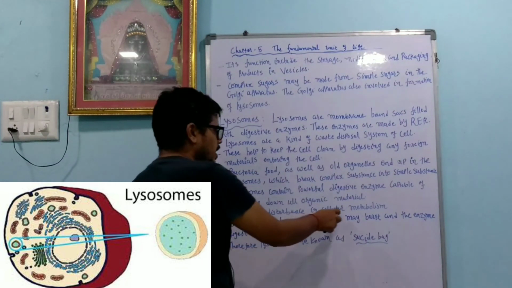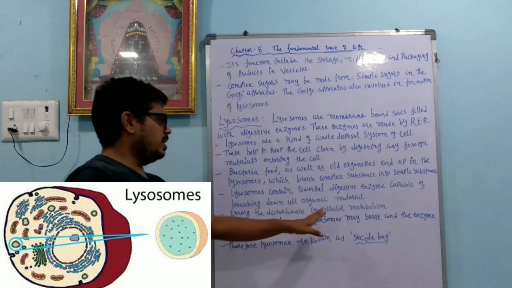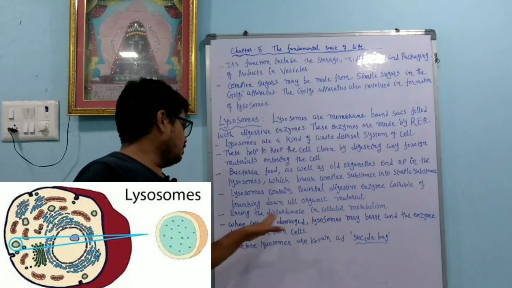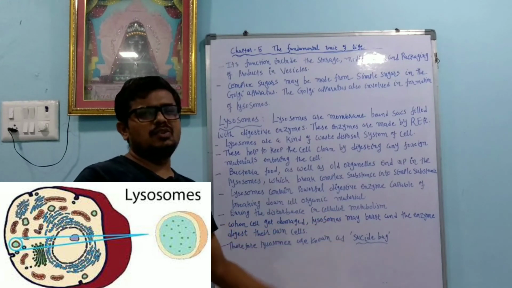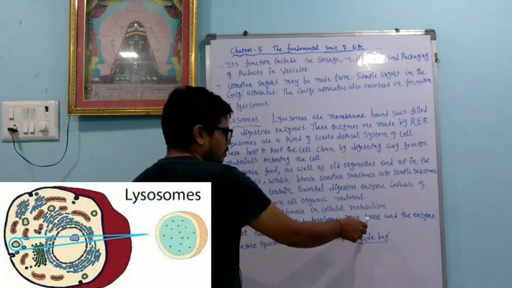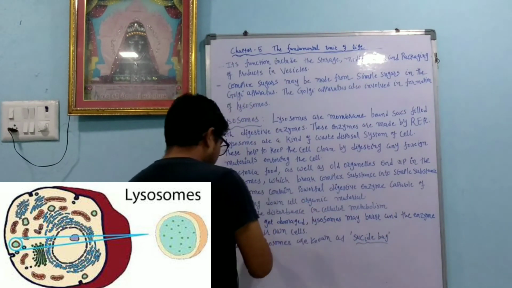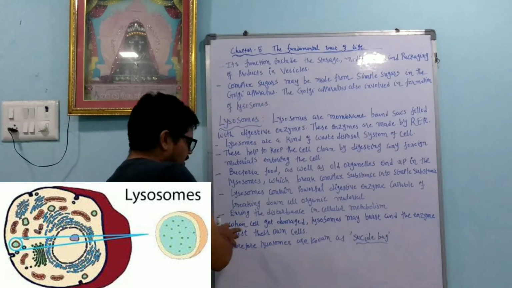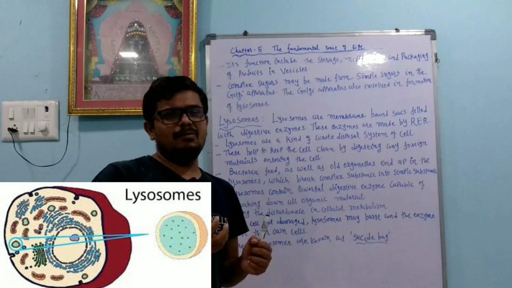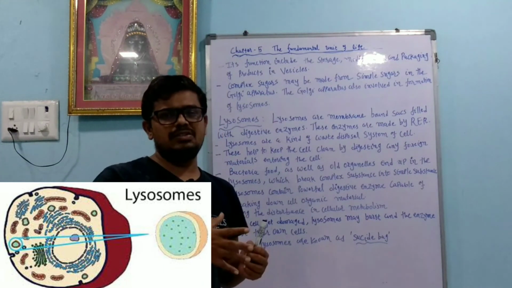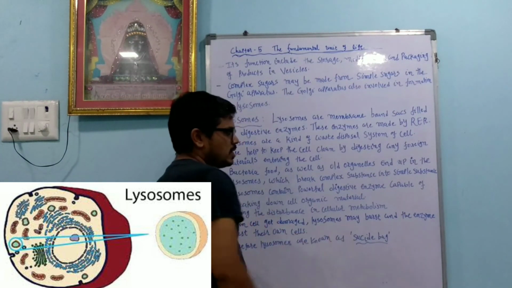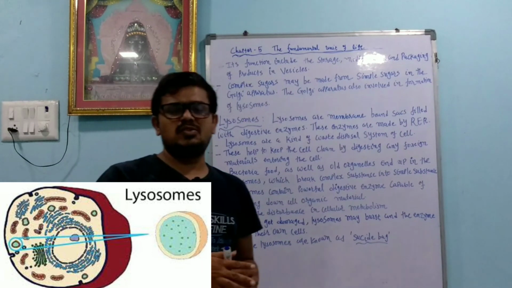During a disturbance in cellular metabolism, when any biochemical reactions are disturbed, at that time also the lysosome is used. When a cell gets damaged, the lysosome may burst and the enzymes digest their own cell. So what happens when a cell is damaged somehow, and the lysosome present inside the cell bursts, it destroys the cell. Therefore, the lysosome is known as the suicidal bag, and because of that reason it is known as the suicidal bag.